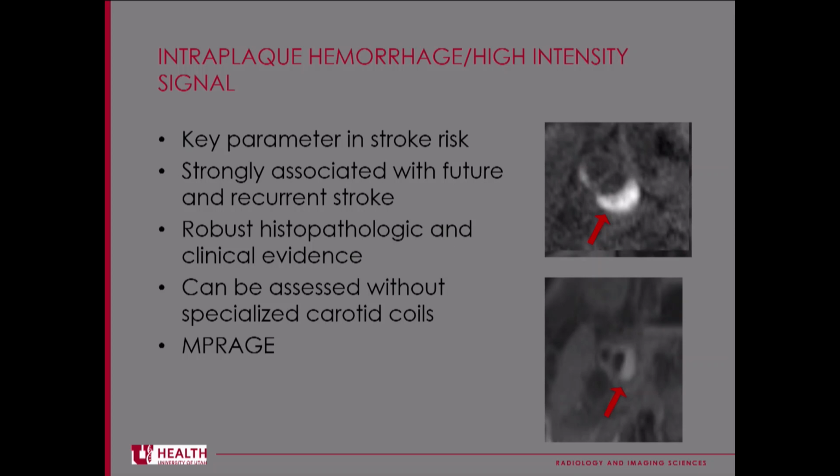Here are two examples of an MP-RAGE image where we see this crescentic T1 hyperintensity narrowing the lumen in two different carotid arteries. You can see that the intensity is more than 2 times greater than the adjacent sternocleidomastoid muscle, which is what is traditionally used as a marker for intraplaque hemorrhage.